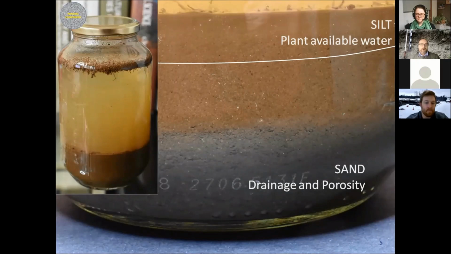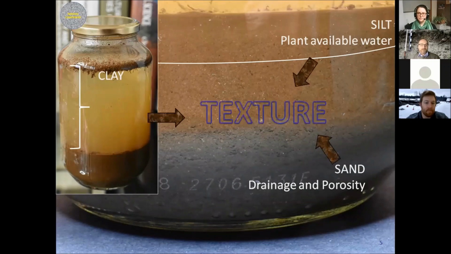Silt is very important for the plant available water in the soil. It is also the soil separate class in the soil that is most sensitive to erosion. The last separate class that settles is the clay fraction. So it can take weeks until it settles out. I will talk a little bit more about clay in the following slides. Together, they form what is called the soil texture.